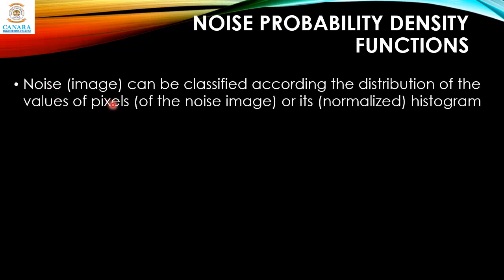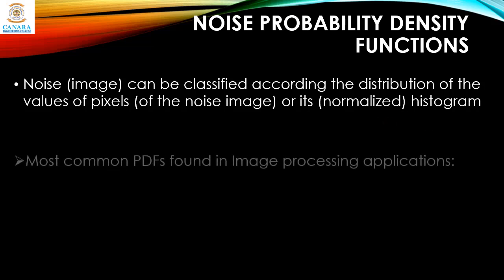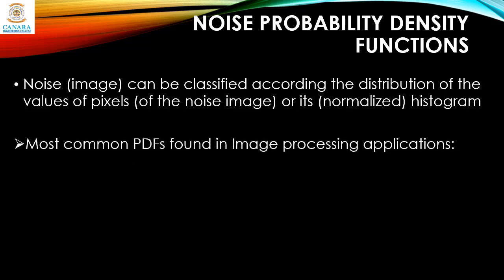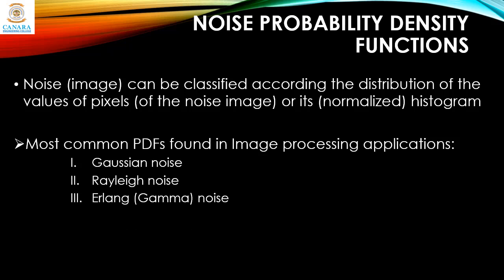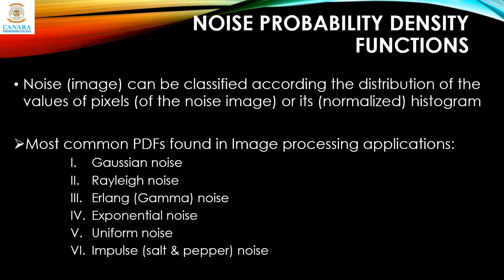Noise in an image can be classified according to the distribution of the values of pixels, or its histogram. Basically, we take the normalized histogram. The most common PDFs found in image processing applications are Gaussian noise, Rayleigh noise, Erlang or gamma noise, exponential noise, uniform noise, and impulse noise, basically called salt and pepper noise.